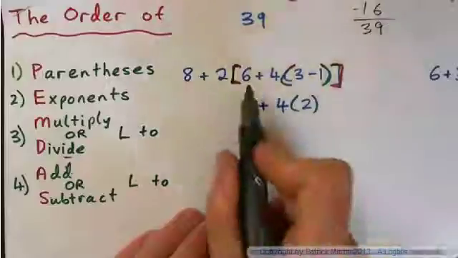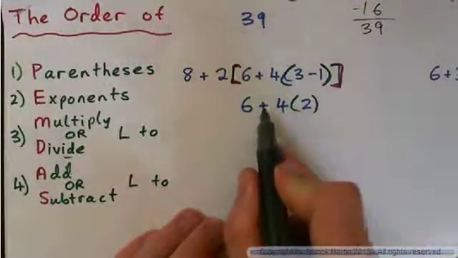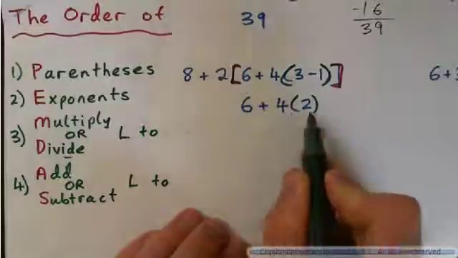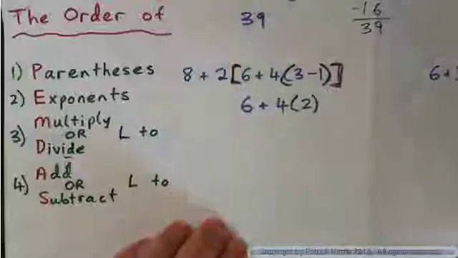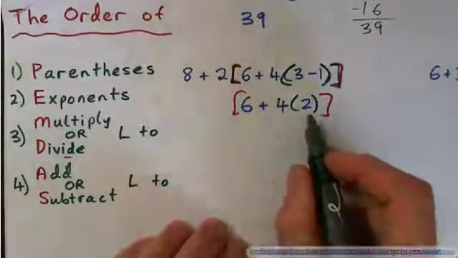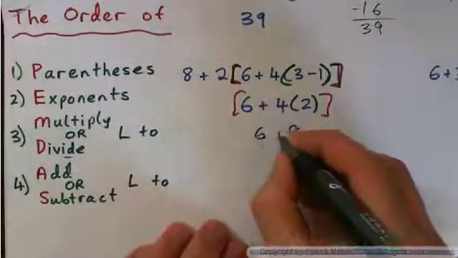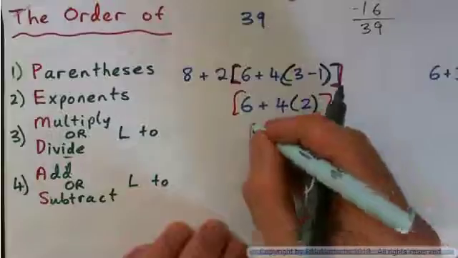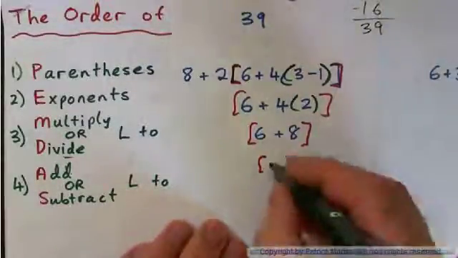So inside the red parentheses we have 6 plus 4 times 2. So we have an addition and a multiplication. Which one of these do we do first? Multiply or add? I'm still calculating what's inside the red parenthesis. So I multiply, don't I? Multiply and then add. So multiplying, we get 8. 6 plus 8 is what? 6 plus 8 is 14.